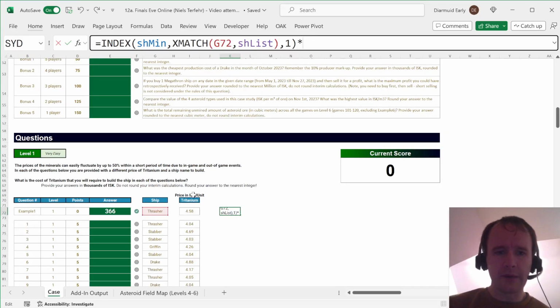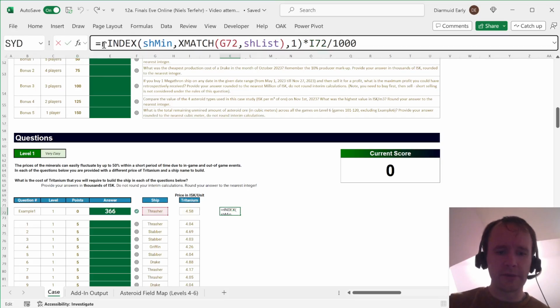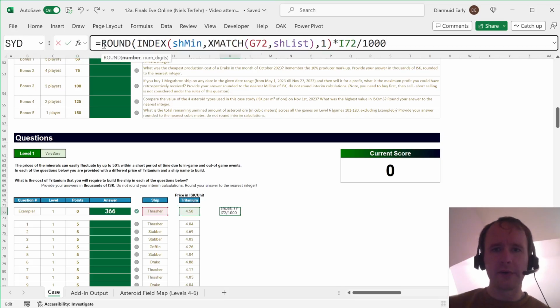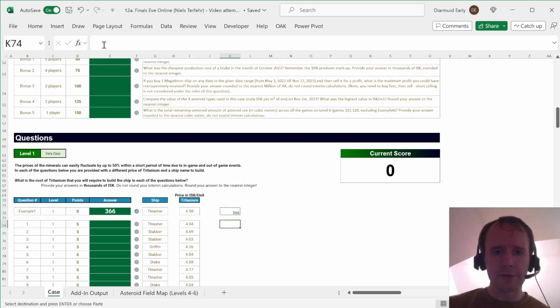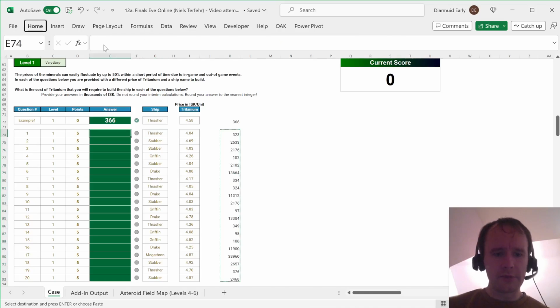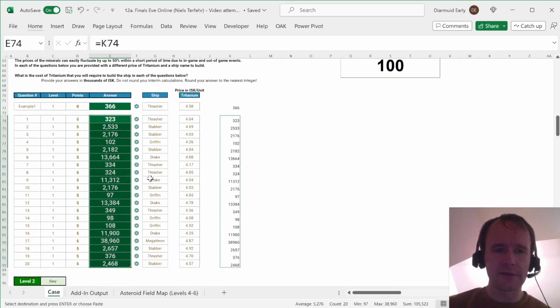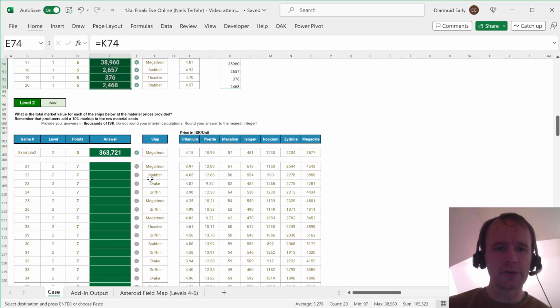Multiply that by the number of ISK per unit, that's the number of ISK you need to build a ship. Divide by 1000, that's the number of thousands of ISK you need to build a ship, and then for the answer we need to round to 1 decimal place. We do that, and that matches the 366 in the example. Hopefully when we put these in, I'm going to leave this column visible because this is not a live attempt, so these should all check out as we go.